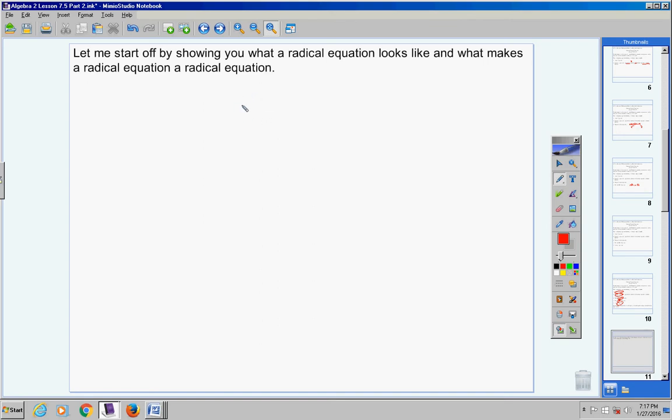But a radical equation would be something like this. We'll say the 4th root of 2x minus 6 equals 10. Now compare that to this problem over here. The 4th root of 16 plus 2x equals 13. Now, this is not a radical equation here. In fact, this is a good old linear equation.